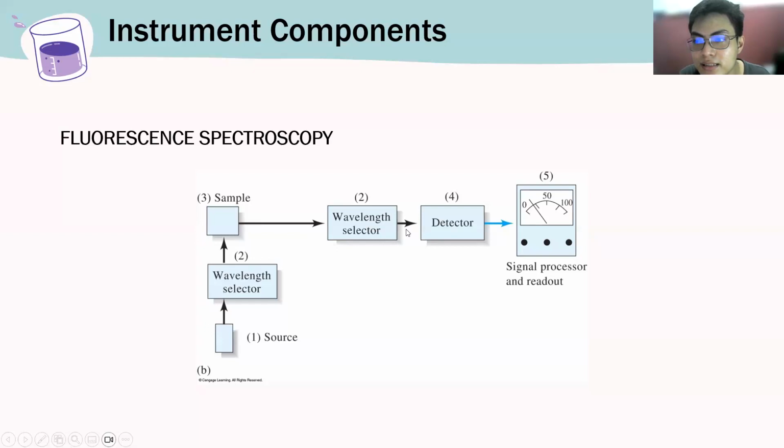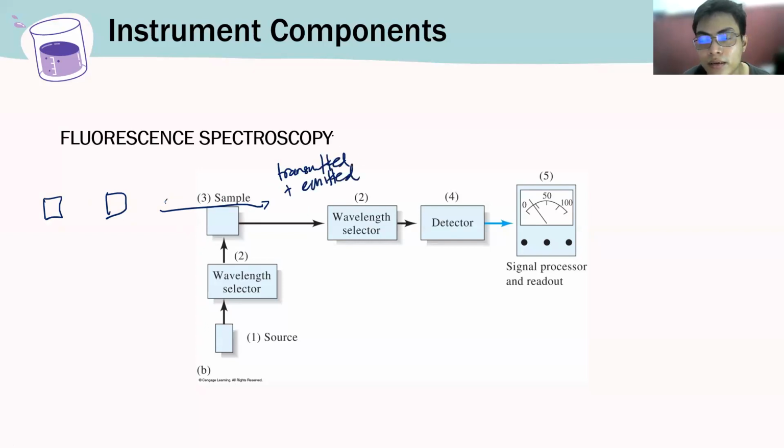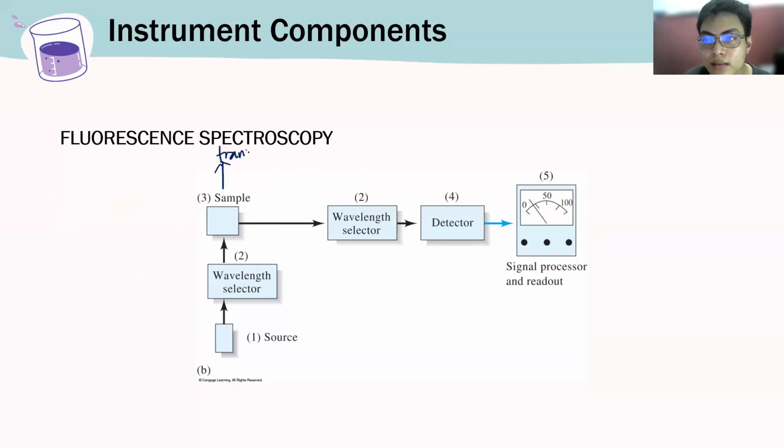It's in 90 degrees kasi if yan ay naka-straight line, ano mangyayari dito? Maghahalo yung transmitted light pati yung emitted light. So, sa fluorescence spectroscopy, we want to eliminate the transmitted light. Kaya siya 90 degrees. So, at least, yung transmitted light, hindi siya madedetect. Ang madedetect lang natin is yung nag-glow, yung emitted light.